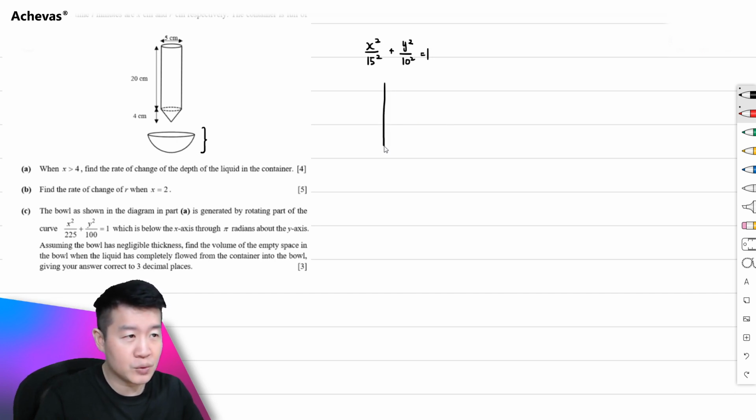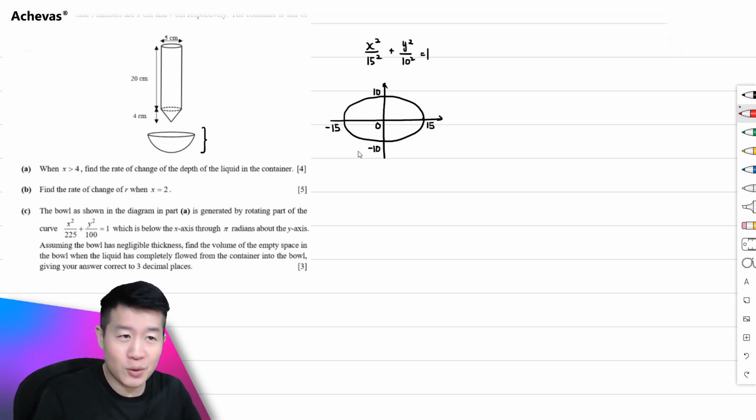So if I were to sketch this ellipse, I will be getting something that is like this. Here, and here, the center is at the origin. This is going to be minus 15. This will be minus 10. Here will be 15, and here will be 10.